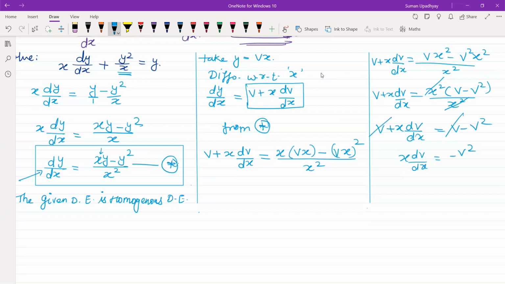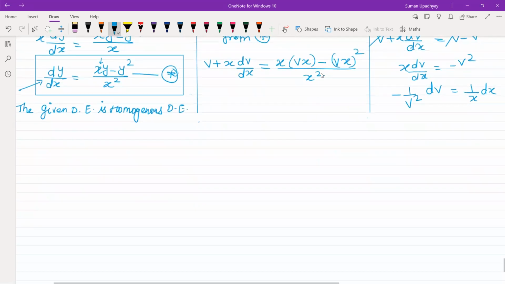Now, is it possible for me to separate variables? Yes, so minus 1 upon v square will come over here and this dx upon x will go over there. Now they have got separated. Integrate them. Minus is constant, take it outside. 1 upon v square can be written as v raised to minus 2. Then it equals the integration of 1 upon x dx.